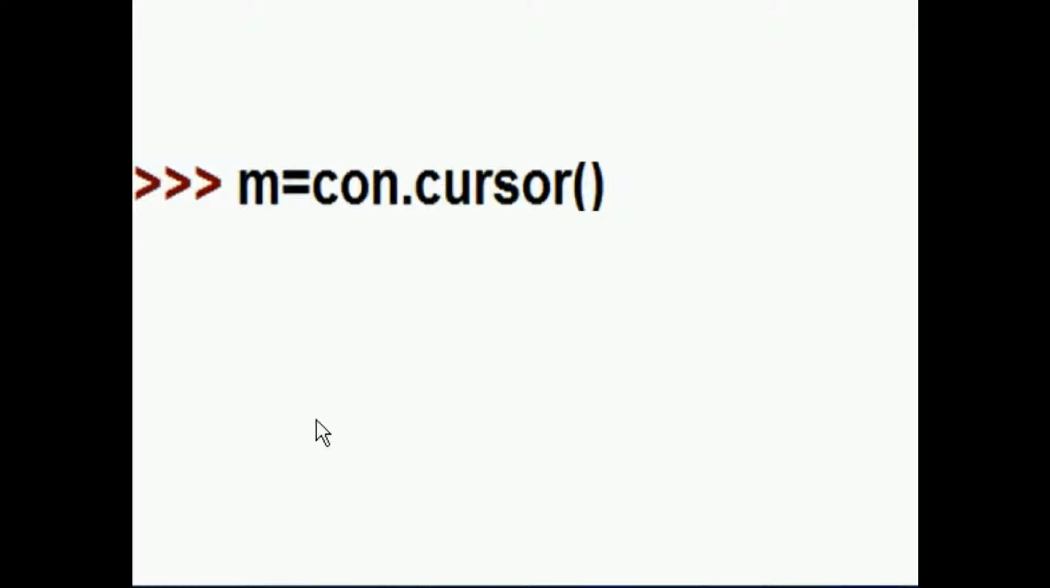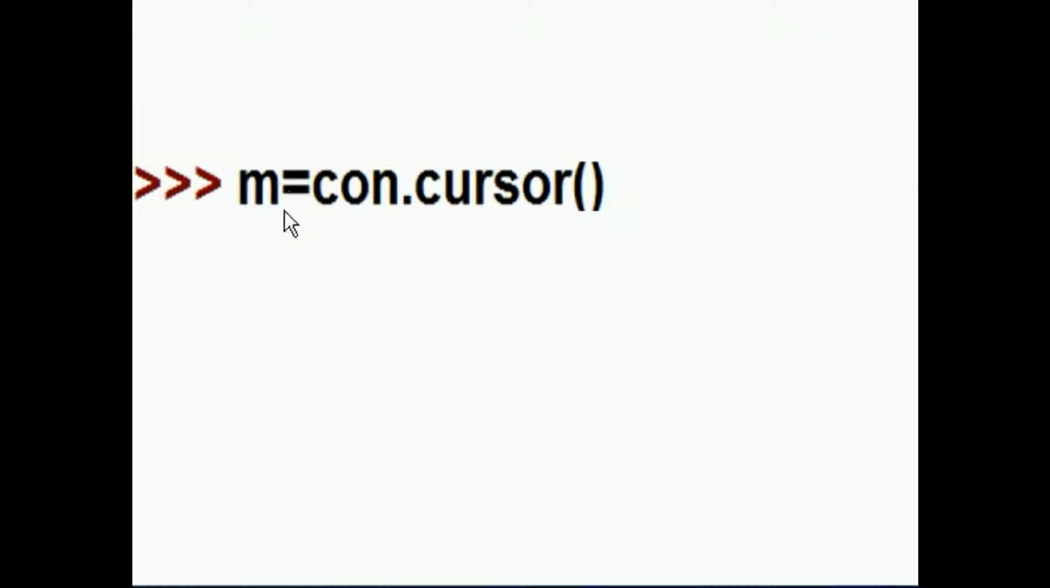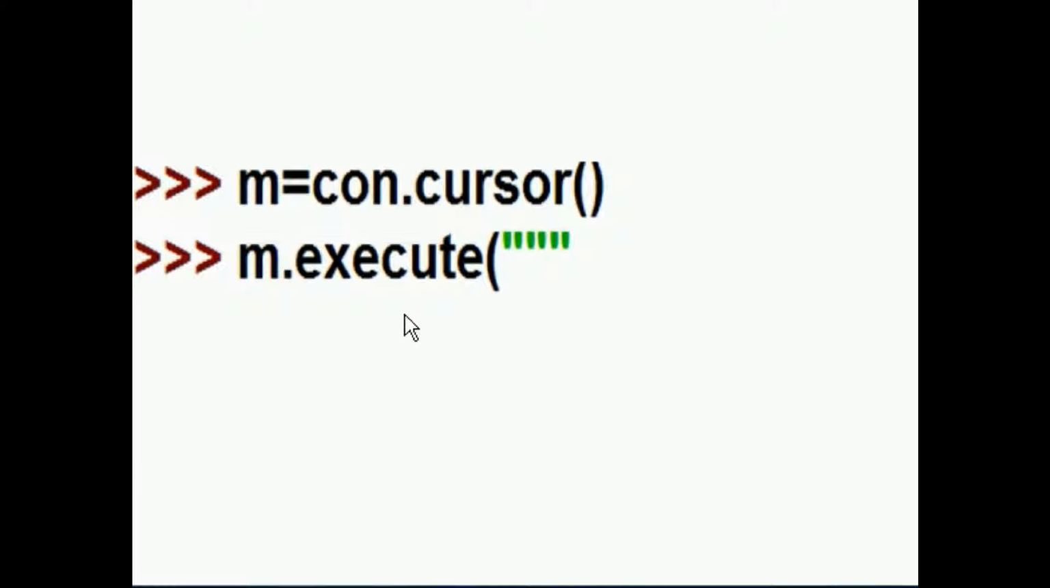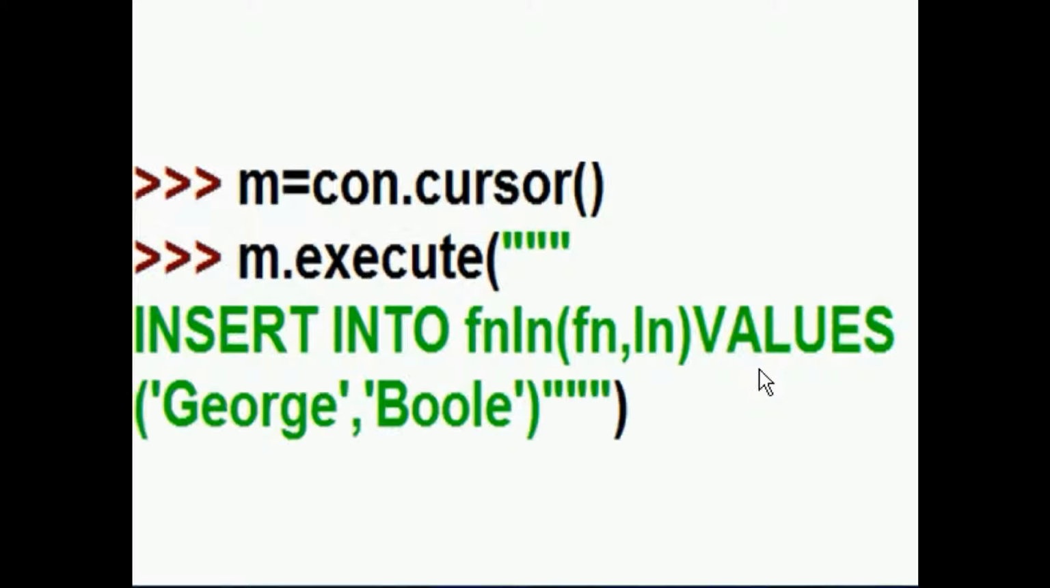All right, I'm going to hit enter, and it's fine. Now, Mr. Con, so remember this was all assigned back to con. Mr. Con, yes, you have a cursor, a collection of all the records that are gotten from queries. I want you to assign control of all of that to the variable M. All right, he does that. M, I want you to execute the following. 3 quotes. Insert into this table, FNLN, specifically the fields first name and last name, FN and LN, the following values: George, single quotes, comma, and Boole. Then I close it off with 3 double quotes and a matching close parens.